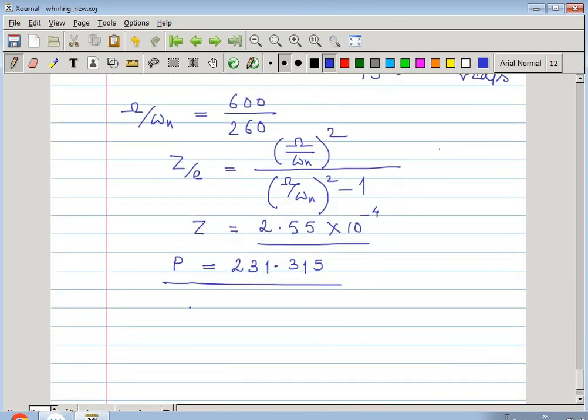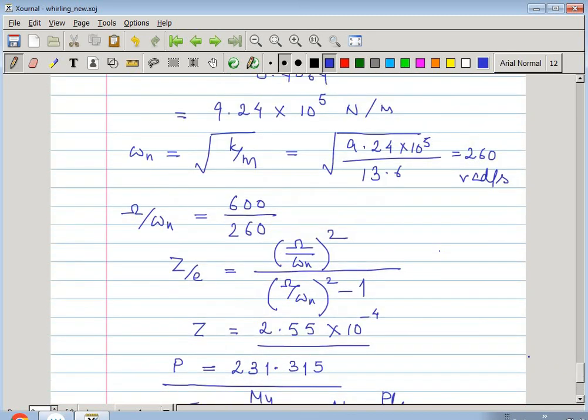So if the bearing forces are less, then sigma is also less, because sigma is M y by I and M is PL by 4. So here the shaft disk system is safer. So you have made it more supercritical and you have reduced the bearing forces.